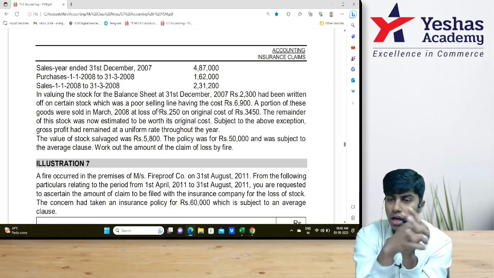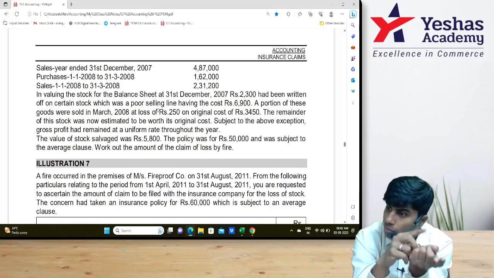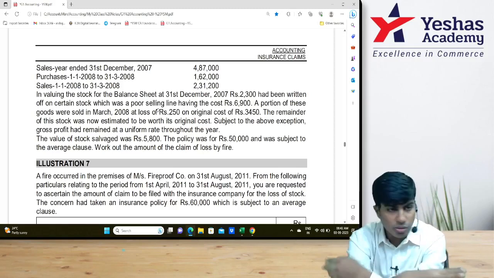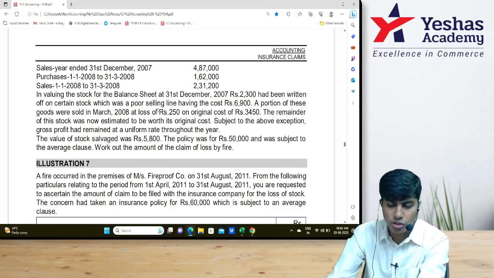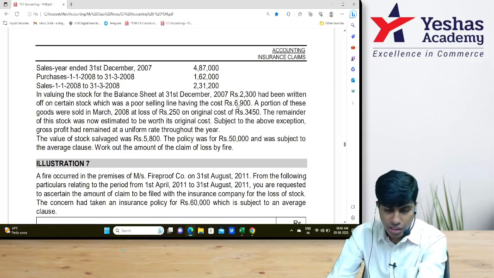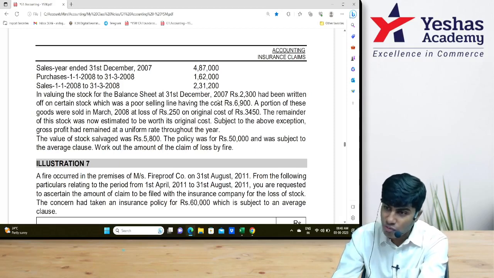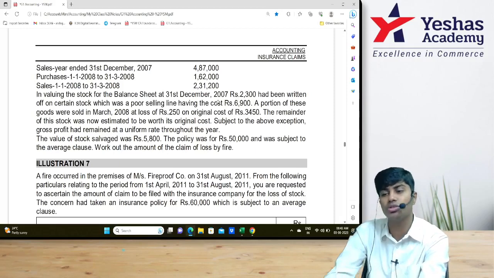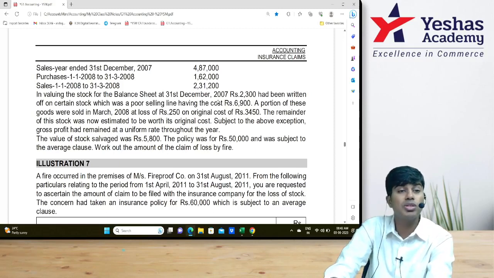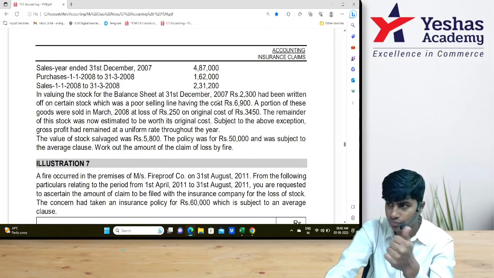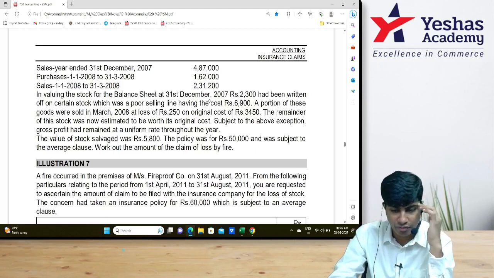Yes or no? And closing stock also we will find for normal and abnormal separately. Normal stock will be found separately. Abnormal stock was 6,900 at cost. In that 3,450 worth of stock is sold. Another 3,450 worth of stock is remaining in closing stock. Abnormal stock closing is 3,450. Understood? What's after that?